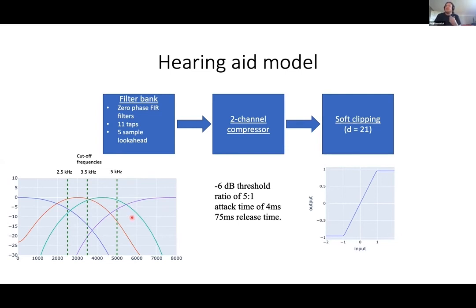I then used the two-channel compressor provided in the Clarity Challenge repo just to control the level. This is operating on the broadband signal after the filter bank has been summed. And then a soft clipping processor just to prevent digital clipping. I hadn't intended to submit multiple entries.